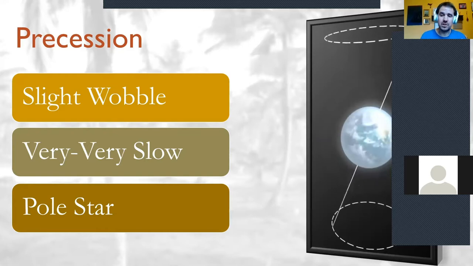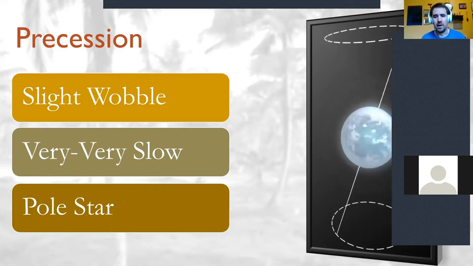Now, this motion is just a product of the Earth spinning. If we go back to the Earth actually being formed, it starts to rotate around. And while it's rotating, it's also slightly wobbling. You can always think of it like a top.